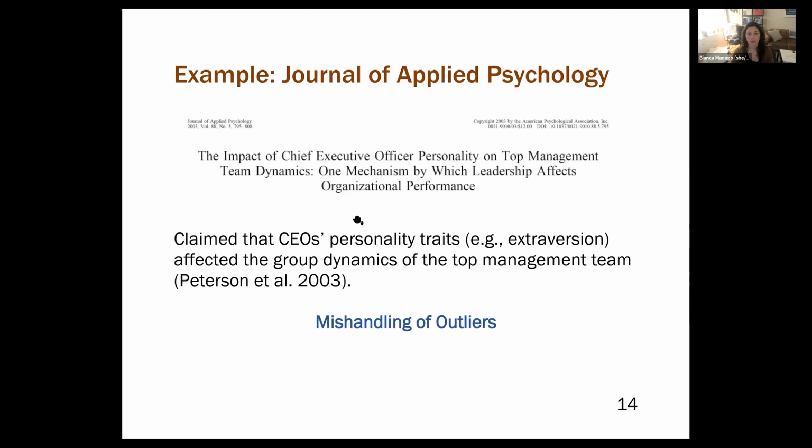This is an example not intended to shame anyone, just one that shows you why it's important and why we all are capable of these kinds of mistakes. They claimed that a CEO's personality traits can affect the group dynamics of a top management team. And somebody else looked back at their data, and basically if you remove one outlier, only one of the original 17 interesting correlations still was there.